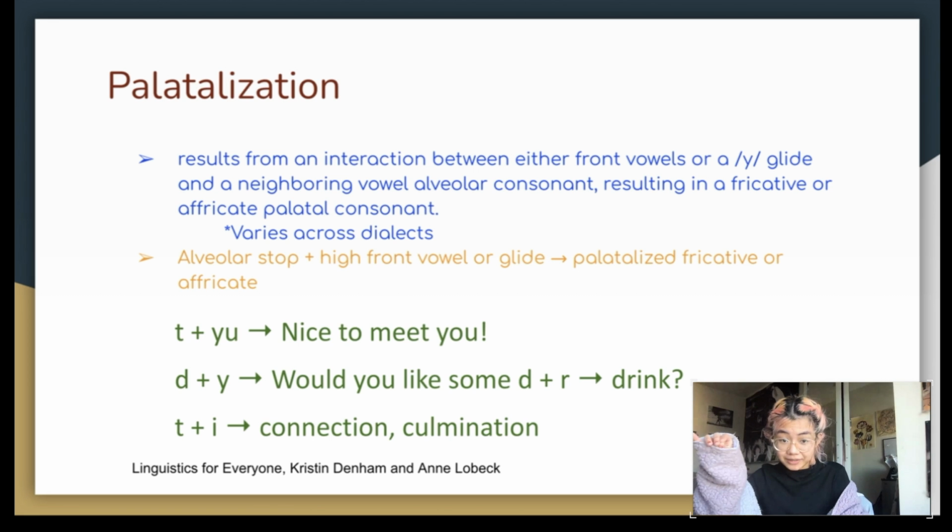So would you like some drink? It is actually pretty hard to say would you like some drink? So again, there we go. Assimilation makes articulation way easier. And finally, T plus I in connection and culmination, you don't say connection or culmination, you say connection and culmination.